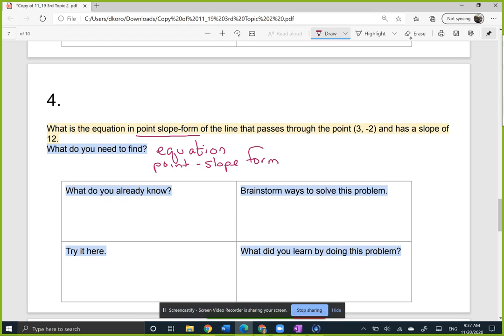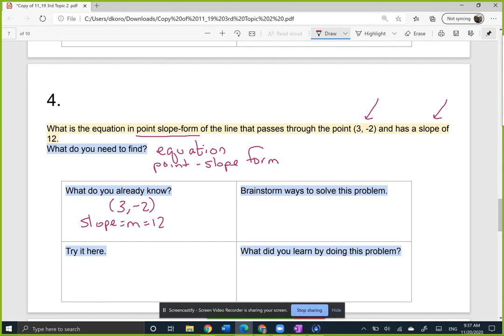Okay, so what do I already know? Well, I already have a point, (3, -2). And I already know what the slope is. So the slope, which is m, is 1/2.